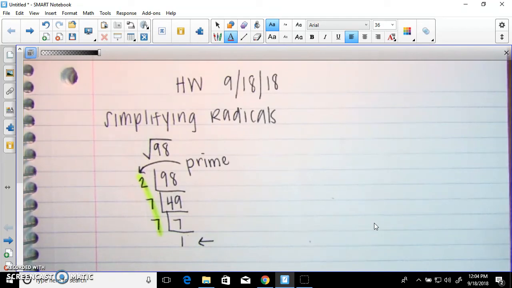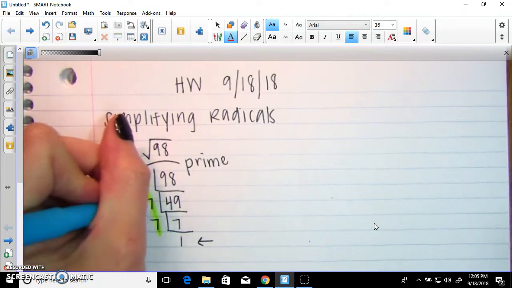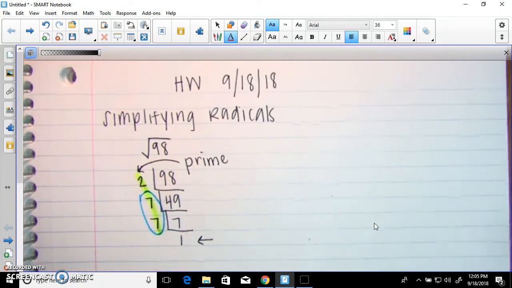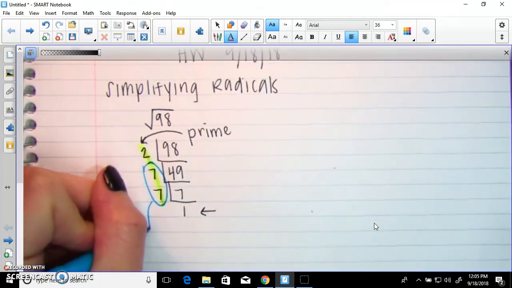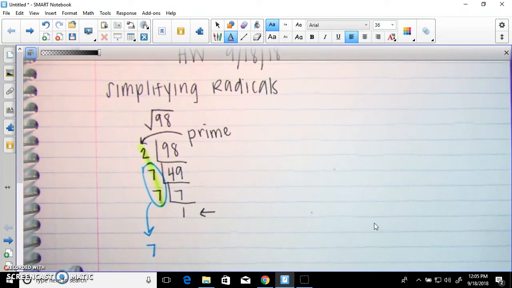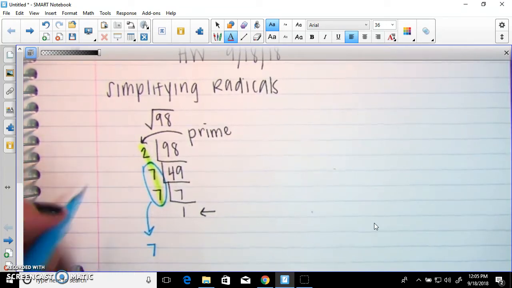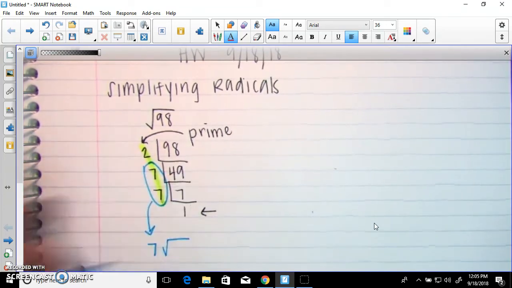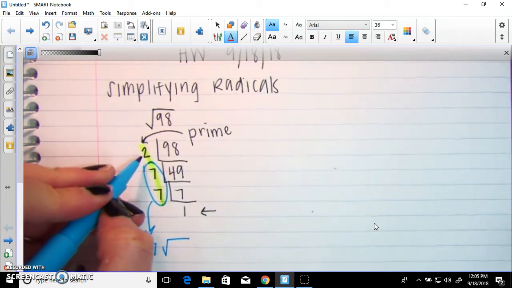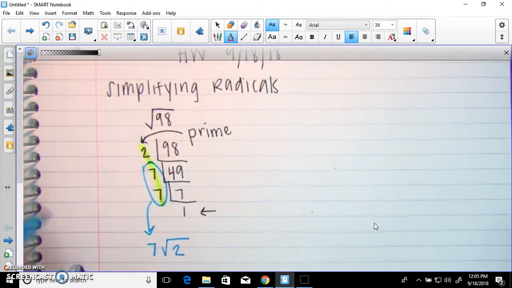Since we're looking for a square root, we're looking for groups of 2. So I have 2 7s. That means that I'm going to bring a 7 down to the outside of our radical symbol. There's nothing in front of the original radical, so nothing else goes in front except for 7. And then whatever's left over, that 2, that's what's going to be left on the inside. So our final answer is 7 root 2 for the square root of 98.